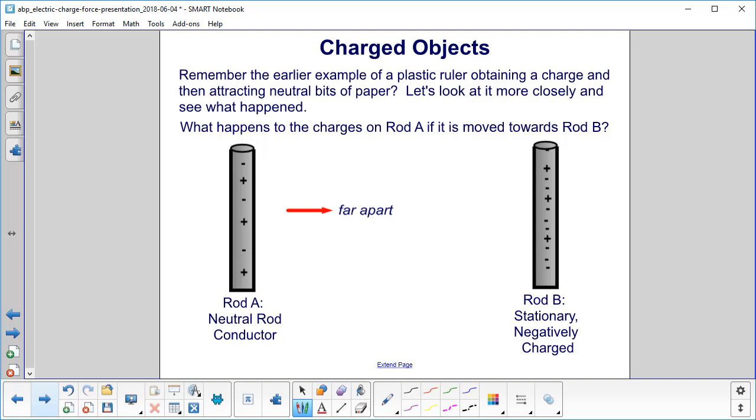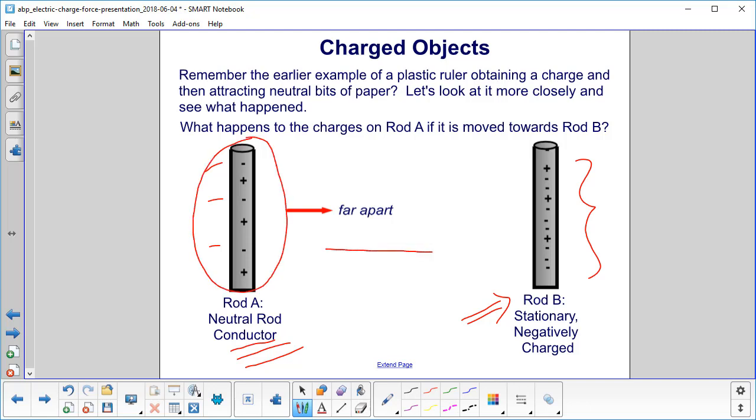So we're going to start with two rods here. We have rod A, which is neutral, and you can see that it has an equal number of negatives and positives. That's how we show that it's neutral. And we have another rod over here, rod B. See how we have more negatives there? That's telling us that it's a negatively charged rod. And they're very far apart. The question is, what happens to the charges on rod A when we move it closer towards rod B?